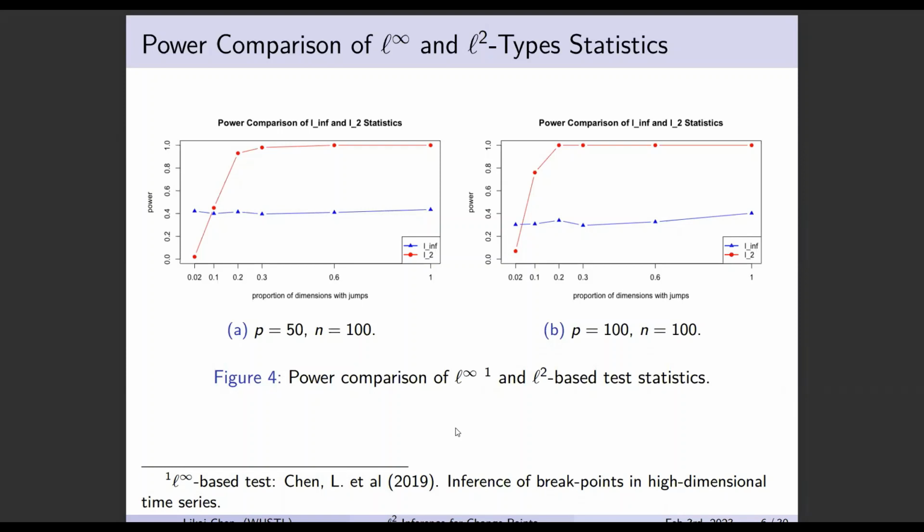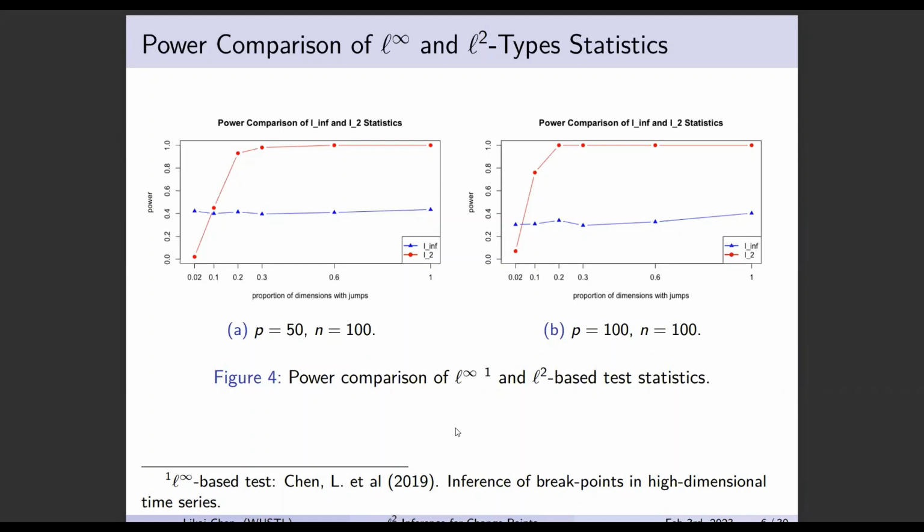Based on the picture, it can be seen that the x label corresponds to the proportion of dimensions with jumps. So this picture tells us that when the proportion of dimensions with jumps increases, that is to say, if more series jump simultaneously at the same time points, if we consider an L2 based test statistic, the power will increase very fast. However, if we consider the L infinity based statistic, which looks at the maximum, then the power almost doesn't change.